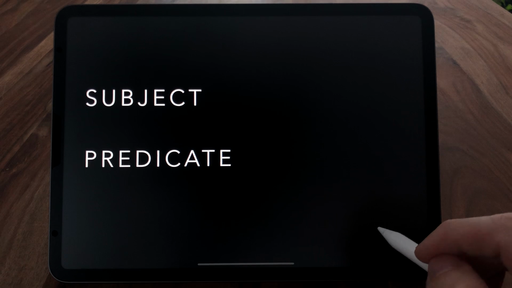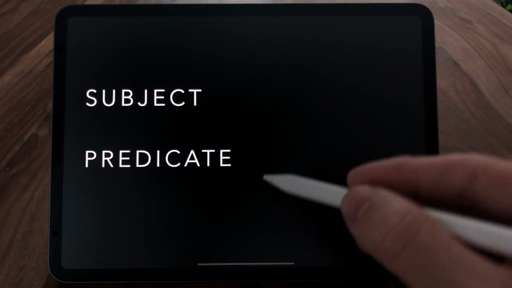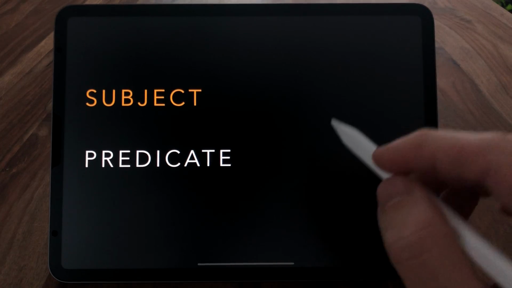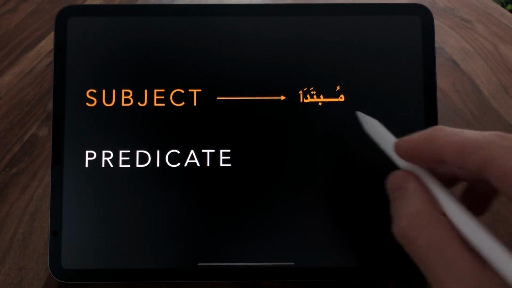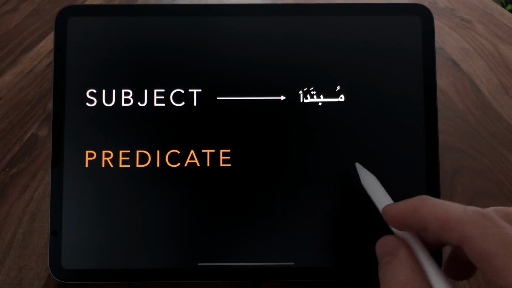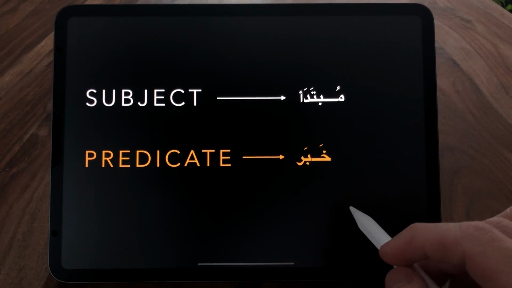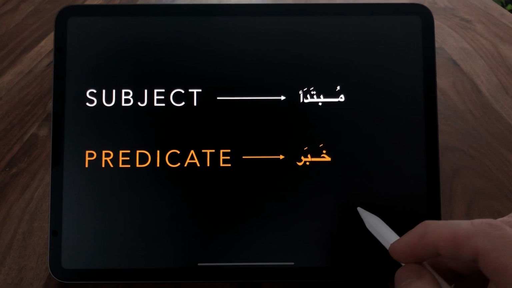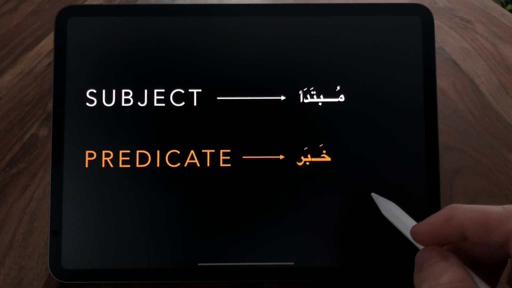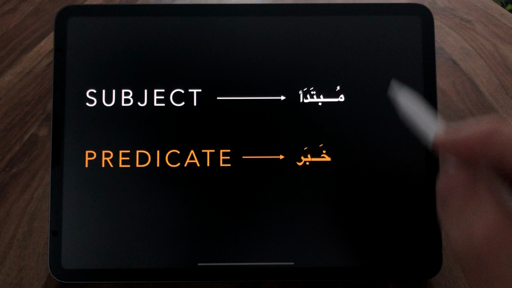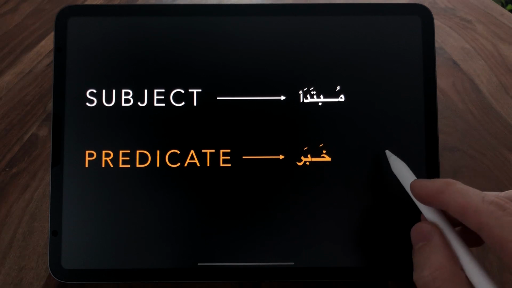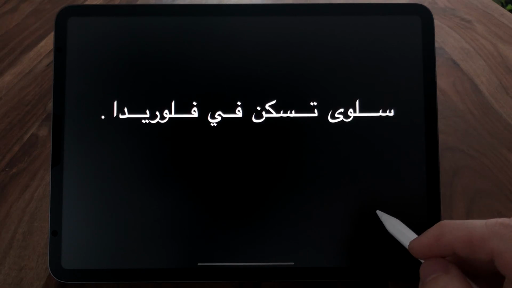Just like in English, sentences in Arabic have a subject and a predicate. The subject is called al-mubtada, and this predicate is called the khabar. Notice that this is the same word for information, which makes sense because the predicate tells us information about the subject. Let's get started with some examples. Those will usually help solidify things.